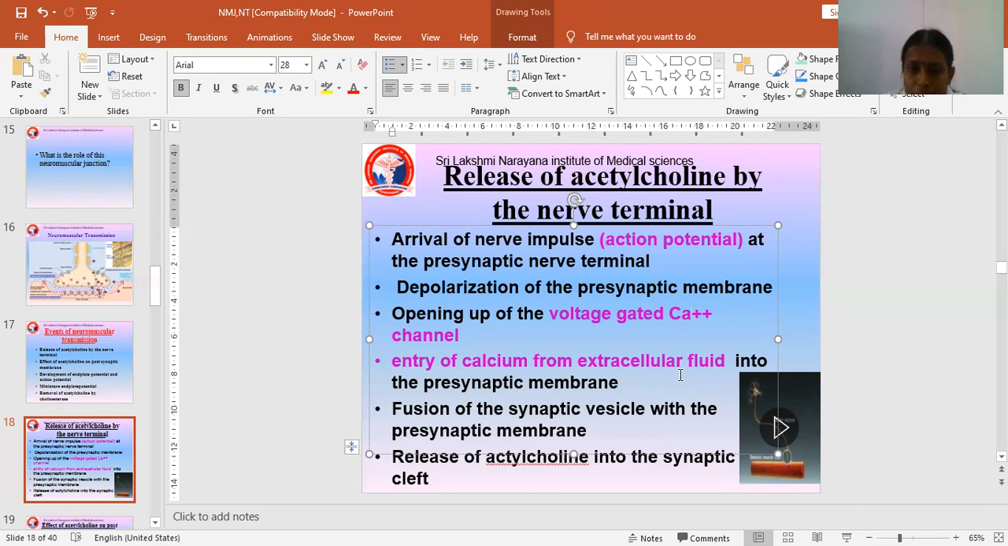So when the nerve action potential travels along the nerve fiber, it reaches the nerve terminal and causes depolarization. This leads to opening of the voltage gated calcium channels. It allows the entry of calcium ions from the extracellular fluid into the presynaptic terminal. Then this calcium ion causes the fusion of the synaptic vesicles with the presynaptic membrane. Once the synaptic vesicle fuses with the presynaptic membrane, the fused portion opens up and releases the acetylcholine into the synaptic cleft.